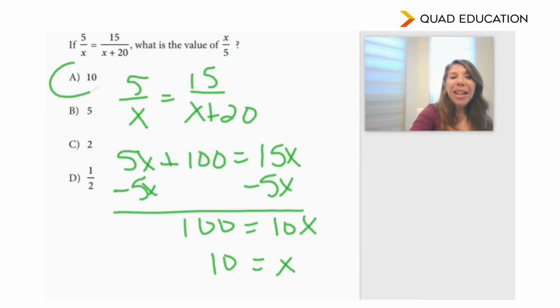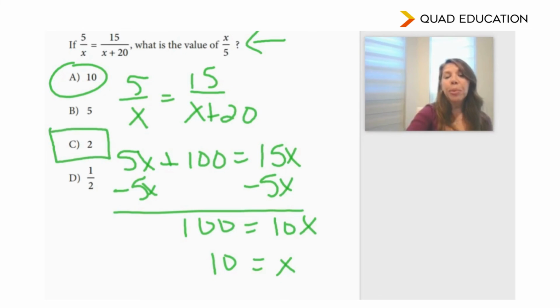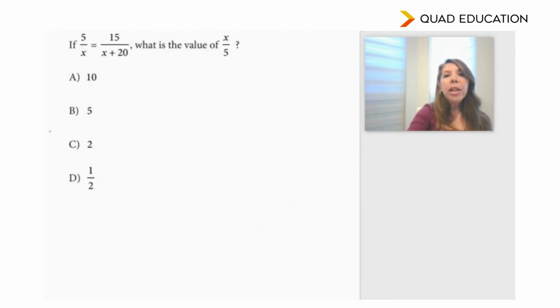And we could stop and choose choice A, but we actually didn't finish our problem yet. We still need to find the value of x over 5. And if we caught that, it would be 10 over 5, which would give us the correct answer, which is 2.